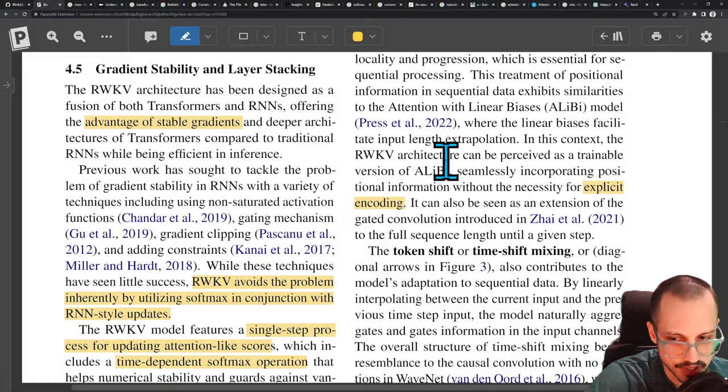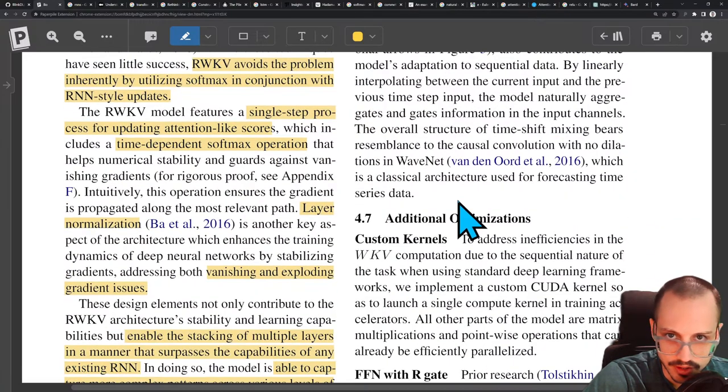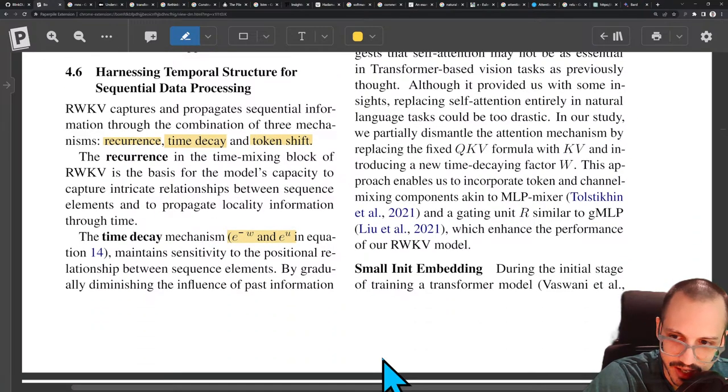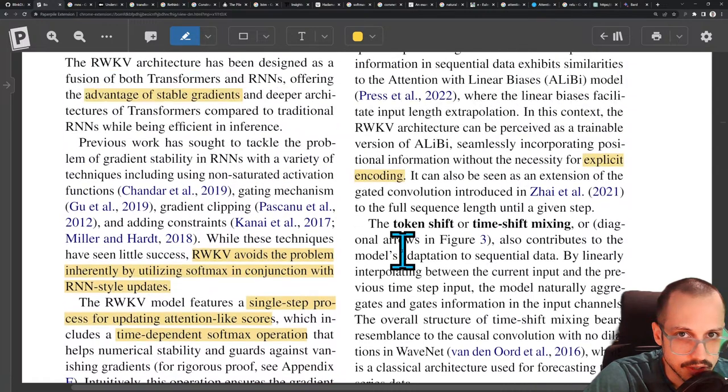A lot of times positional encoders are used in transformers, for example, to let the transformer know where in the sequence that particular token is. You know, it's very common. There's different types of positional encoders. But here they're saying that the time decay kind of lets you know where in the sequence it is. So actually, the time decay, you can almost see it more like a positional encoding. That's kind of a cool way to think about it.